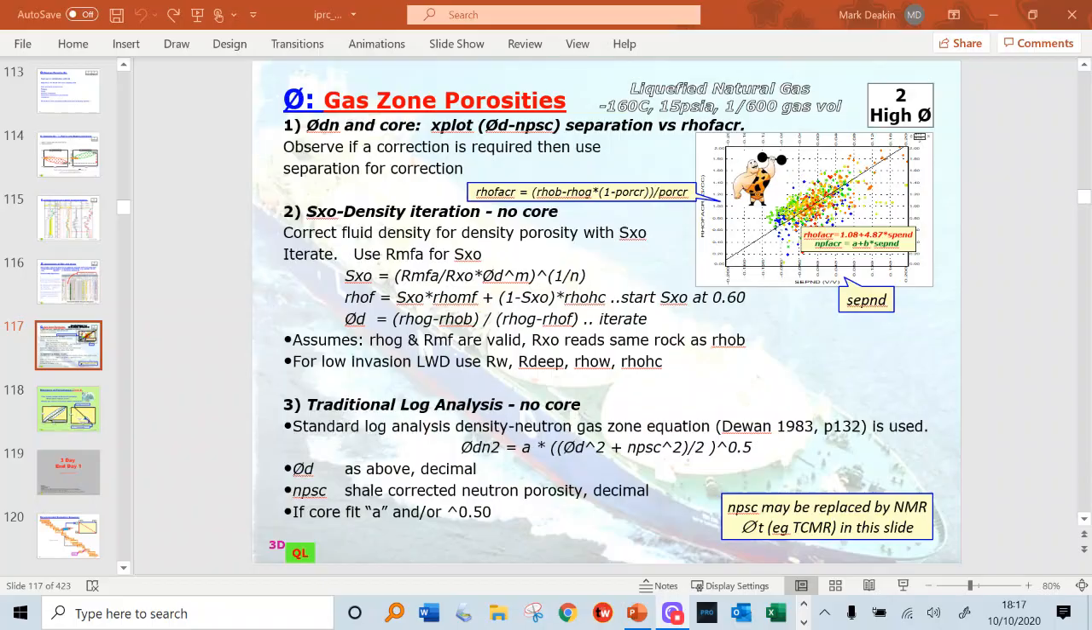I think that's a nice little summary, and try to remember, when you've got core, use the apparent fluid density from the density neutron crossover. You'll find that it's very useful, and of course you can tell your clients that this is a core-based porosity, because you are referencing core to get your apparent fluid density there. Okay, enough.